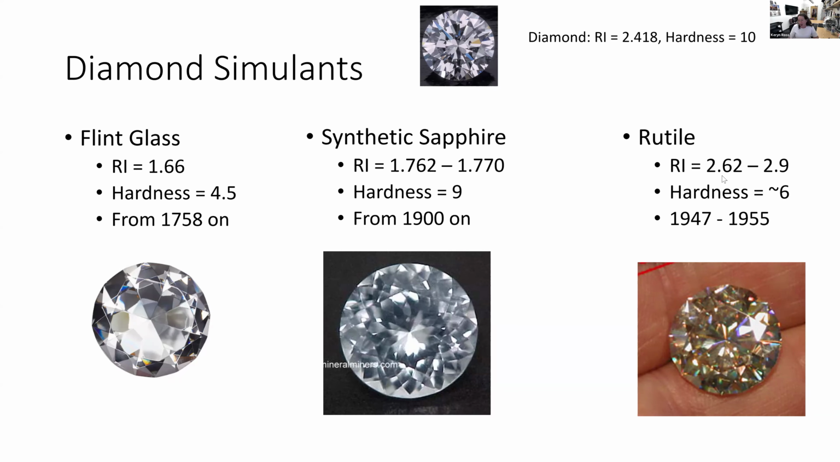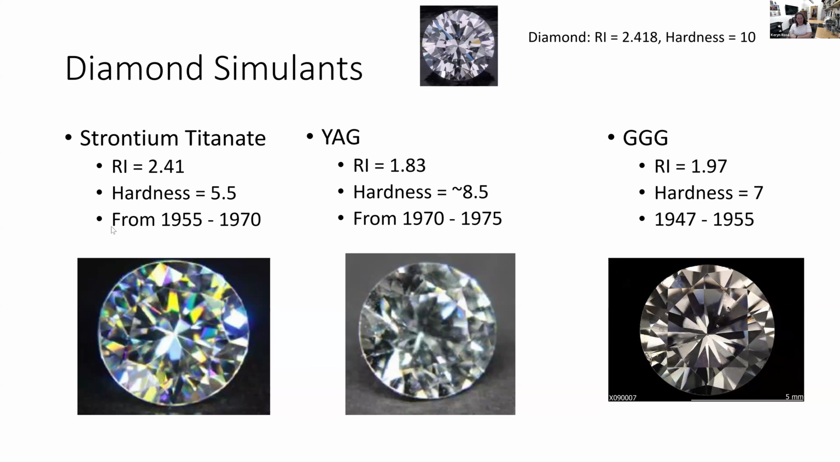And so look at how high this index of refraction is. It is higher than diamond. So it is super shiny and pretty. Problem is it's super, super soft. And so it has a very short lifetime as a diamond simulant. You just do not find this unless you are looking at vintage jewelry anymore.